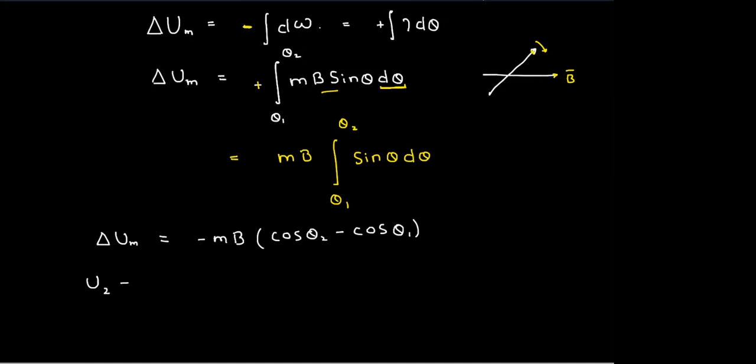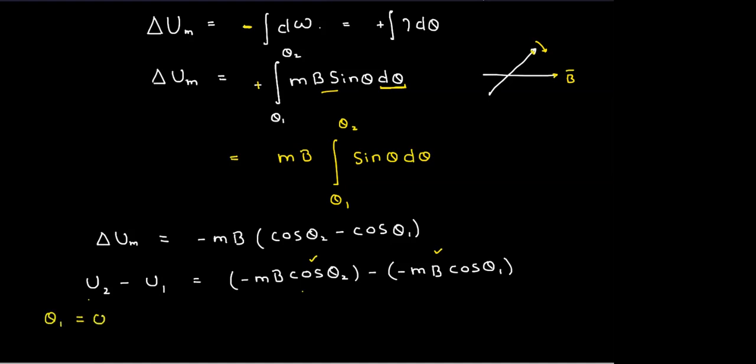So U2 minus U1 is equal to minus MB cos theta 2 minus of minus MB cos theta 1. Can I say U2 is this and U1 is that? Can I say that? No, sir, you can't. I have already asked you such questions before. If 5 minus 3 is equal to 4 minus 2, 5 doesn't become equal to 4. Differences are equal. Individually, they need not be equal, okay?